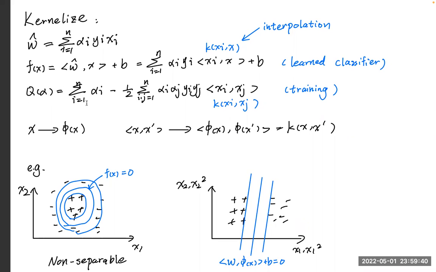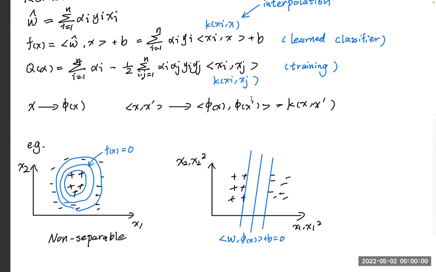You can maximize this function to get your alpha. And then here, you only need to replace your inner product by this kernel function k of xi and x. And this way, you know how to score an arbitrary testing example. Okay, so that's the whole kernel trick. Unlike here, where we know these features explicitly, here we don't even need to know the features explicitly. We only need to specify the kernel.